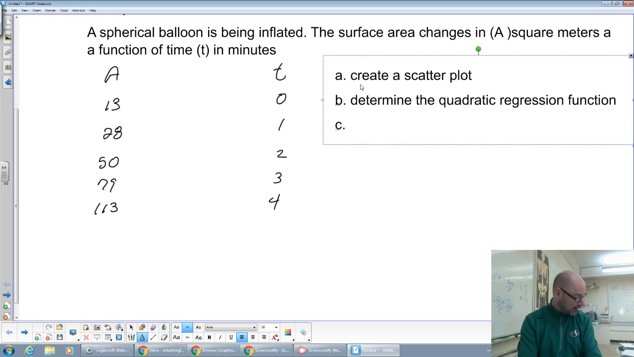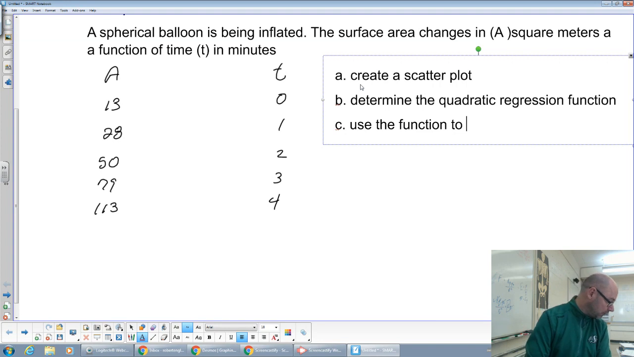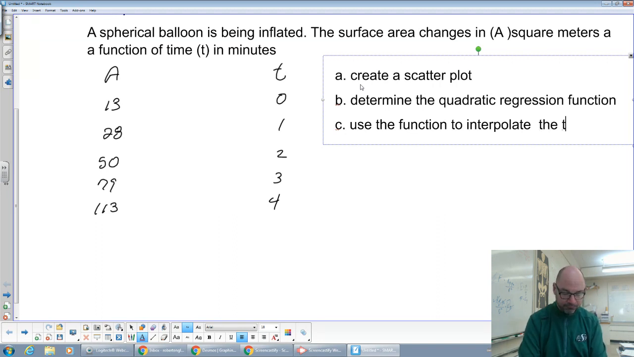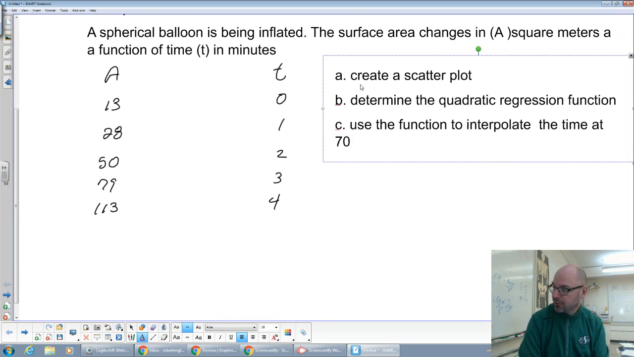The last one is use the function to, do you want to extrapolate or interpolate? Interpolate, let's say, the time at 70 square meters of surface area.